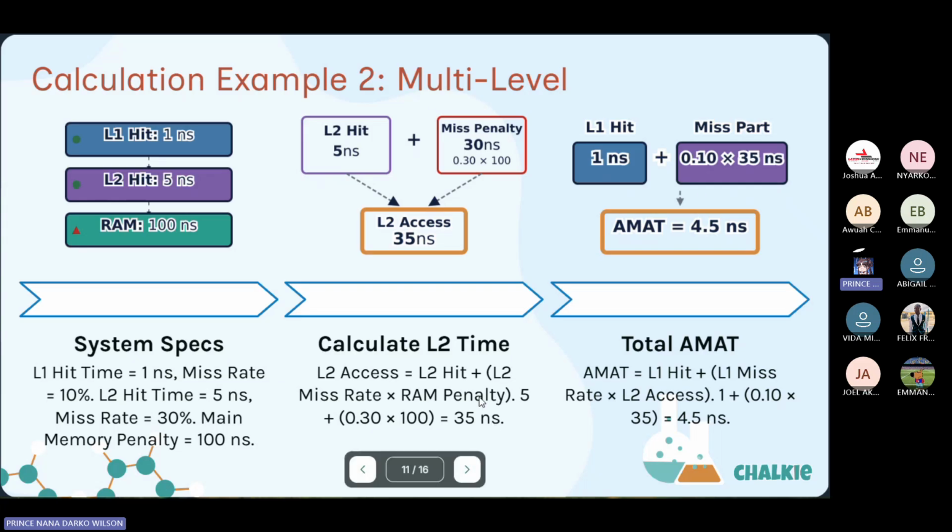And that has been computed to be what? 35 nanoseconds. So that becomes a penalty for level 1. So it becomes level 1 plus that times the access. And that will be 1 plus the rate, which was given to be 10%, so 0.10 times 35, which gives us 4.5 nanoseconds.